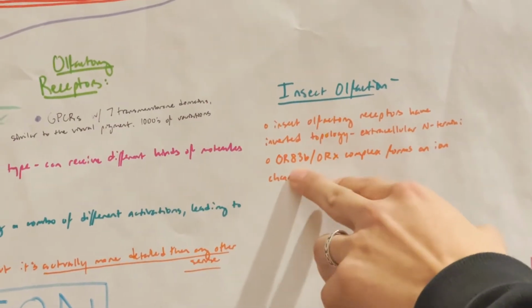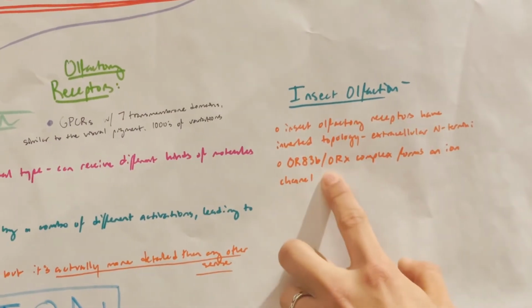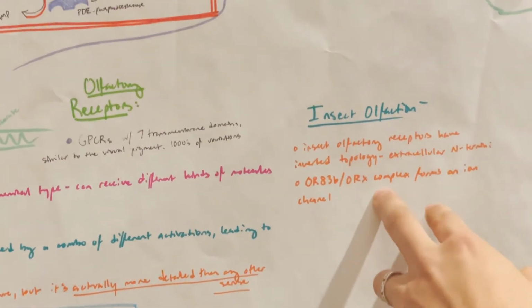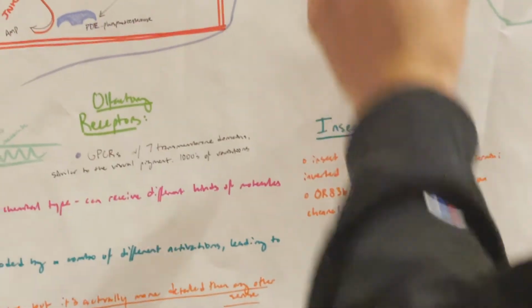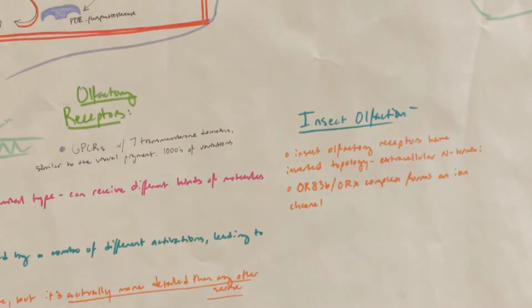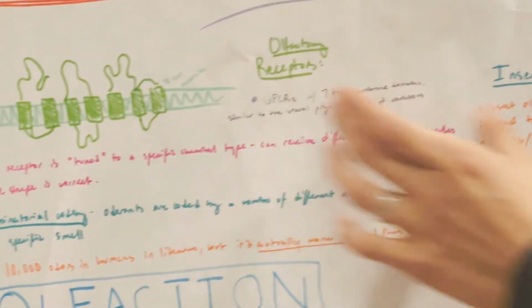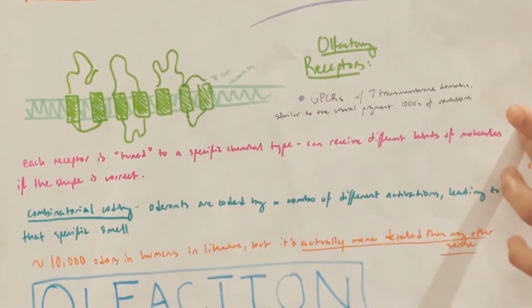This involves OR83b and the ORX complex, which forms the ion channel for transduction to begin. So that's the main distinction between GPCR, metabotropic, and ionotropic.